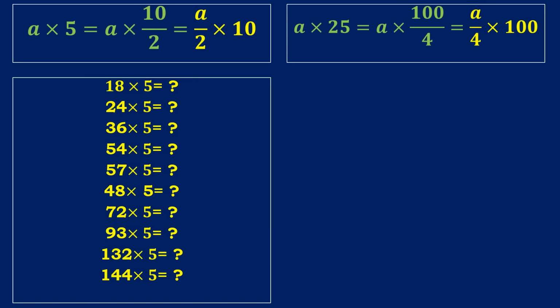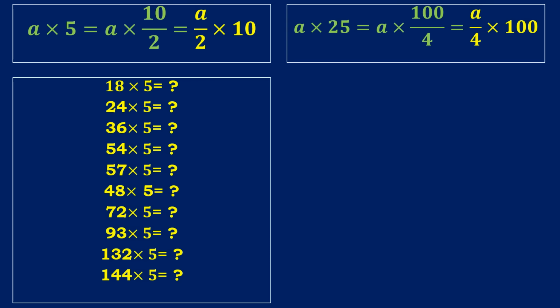144 into 5 is 720. Next, we look at how to multiply numbers with 25. The number 25 can be taken as 100 divided by 2. Whenever you have to multiply a number by 25, to make it simple, you better take 1/4 of the number, that is divided by 4 and then multiply it by 100.